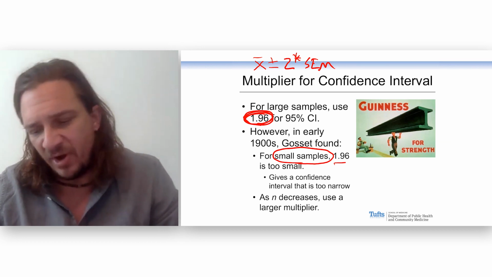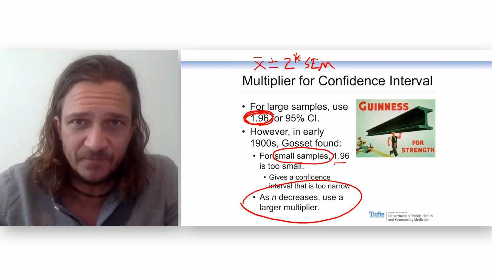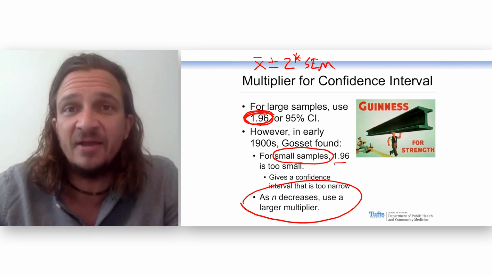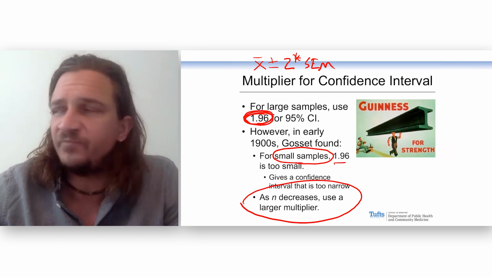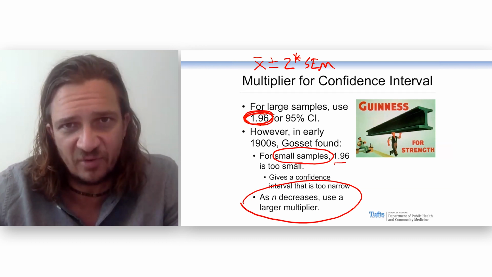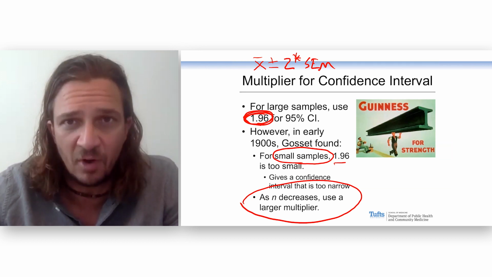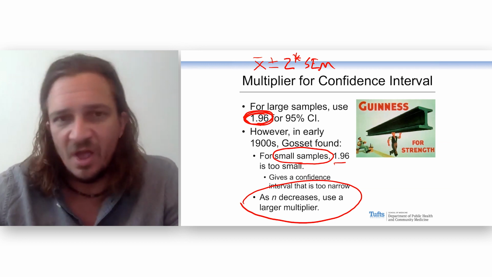So the take-home point of this is as your sample size decreases, if you have a smaller n, you need to use a larger multiplier for your CI. The great thing about this now is that the computer or statistical software will always choose the correct multiplier for us, but it's worth knowing the full story of how this works.